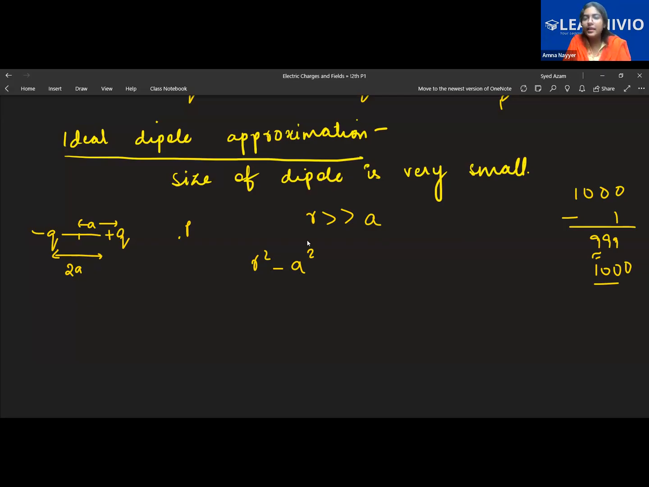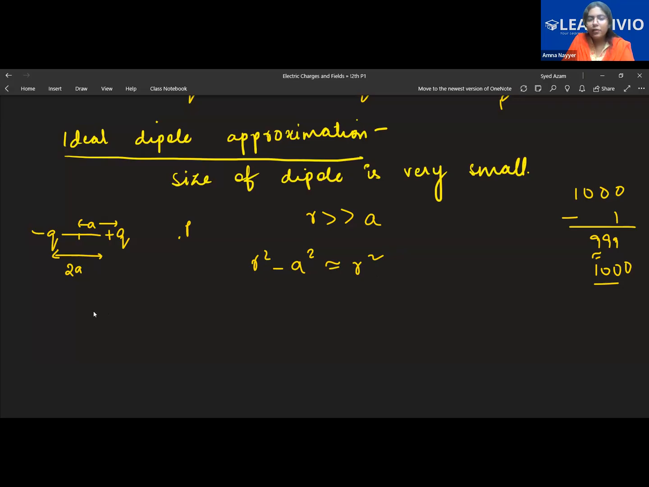If you see in the question, r is greater than a, they are not comparable. Like a is given as 1 millimeter, r is given as 3 meters. From the questions, you have to identify this. Then you can equate it to r square only. This a will become negligible. What's the use of this 1 in front of 1000 or 10,000? So we write the denominator as r square only.